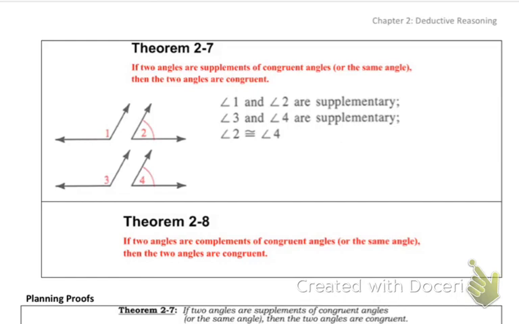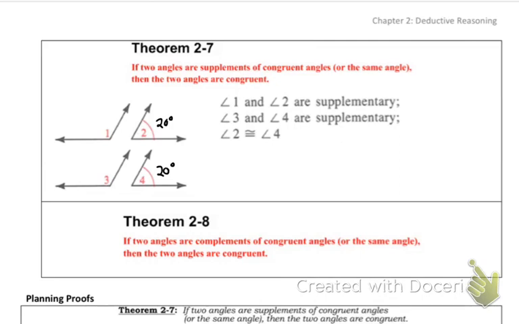All right, so theorem 2.7 says if two angles are supplements of a congruent angle, or the same angle, then the two angles are congruent. Let's give a hard explanation of why this is true. Let's say 2 and 4 are congruent to each other. So let's say they're 20 degrees, and this one's 20 degrees. Now let's say angle 1 and angle 2 are supplementary. What does angle 1 have to be?